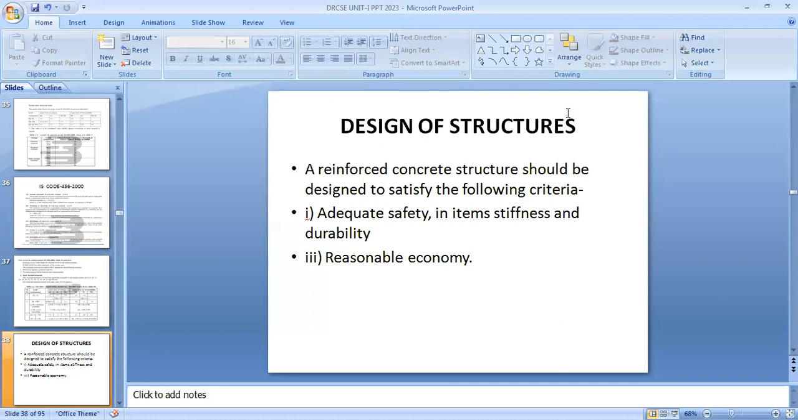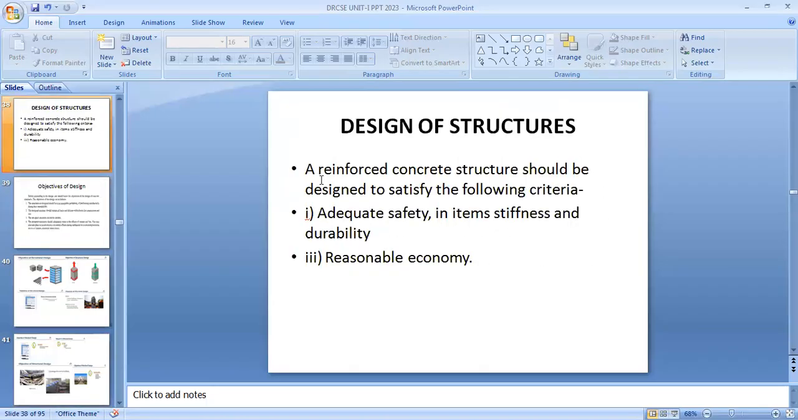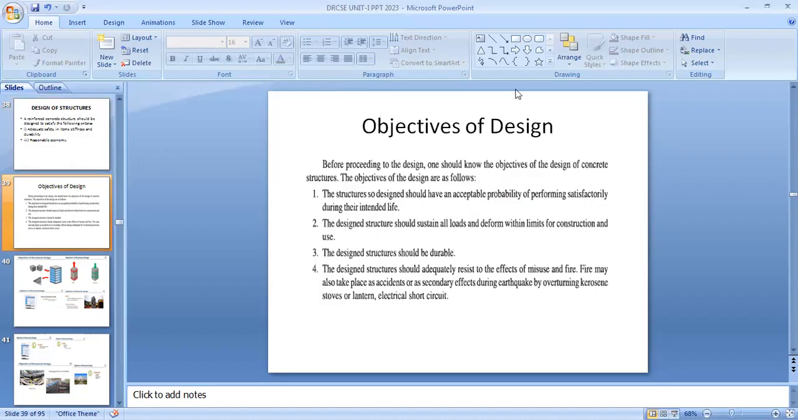Why do we need to design this structure? Reinforced concrete design should satisfy the criteria, so we have to design for adequate safety, serviceability and durability. The objective of design is flexibility, durability, increasing the strength, and increasing the durability.